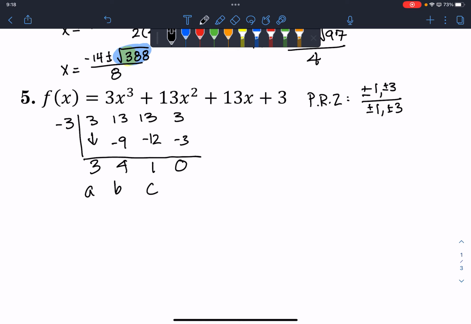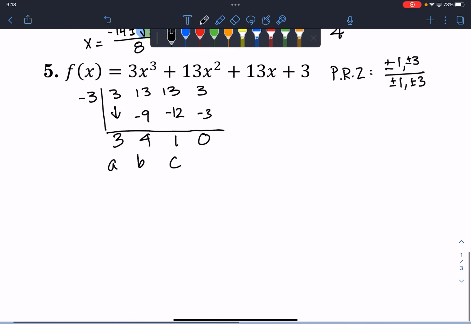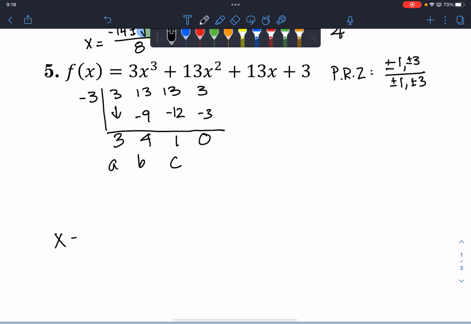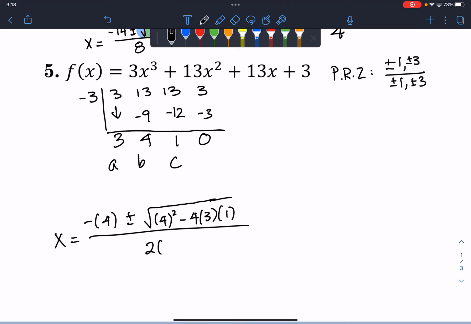And again, instead of trying to go into factorization, I'm going to go straight into our quadratic formula. So with a, b, and c being 3, 4, and 1 respectively, I'm going to get the negative of positive 4 plus or minus the square root of 4 squared minus 4 times a, which is 3, times c, which is 1, divided by 2 times the value of a, which again is 3. And we'll continue over here.